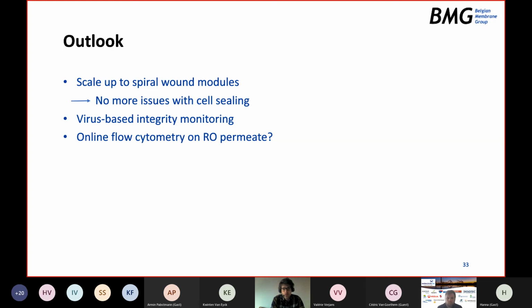And then finally, we're also looking into developing flow cytometry as a real-time online tool for RO permeate quality monitoring. And with that, I would like to thank you for your attention.